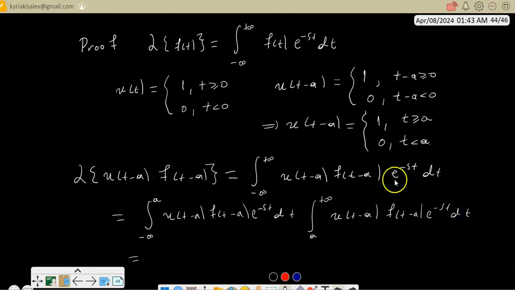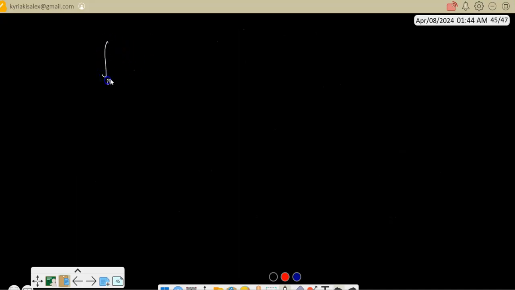From minus infinity to a, this integral vanishes because my function u is equal to 0, so it kills this term here, and I only have the integral from a to infinity of the function f of t minus a e to the minus st dt. I just rewrite it. I go to the next page. Integral from a to infinity f of t minus a e to the minus st dt.